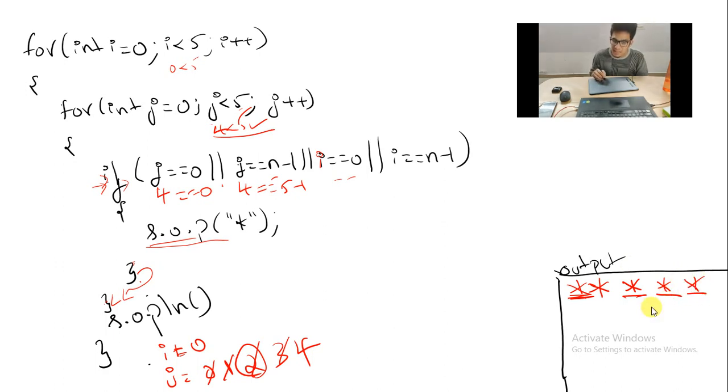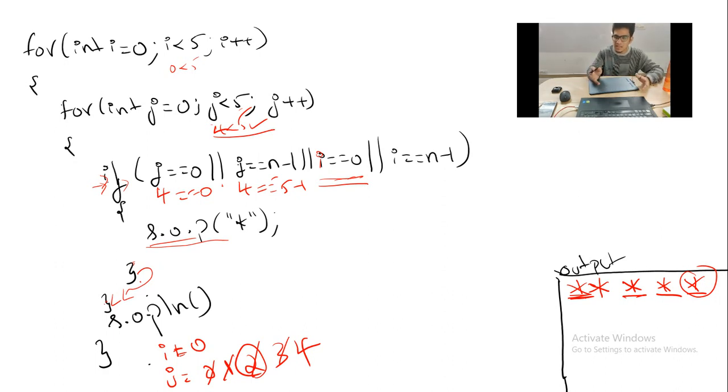Now if you notice, don't you think in this position, I value is also 0 only? In the first row, I value is also 0. But because of this OR operator, when it sees the first condition, that it is the last column and also the first row, it will print star there. Right?